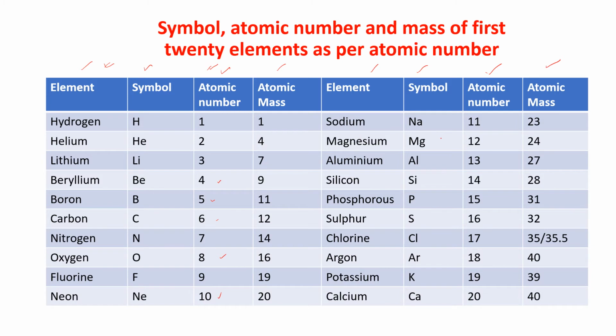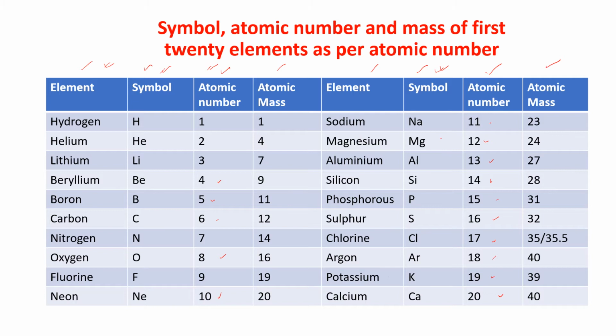Now come to this side. Sodium 11, magnesium 12, aluminium 13, silicon 14, phosphorus 15, sulfur 16, chlorine 17, argon 18, potassium 19 and calcium 20. Now these are the atomic numbers of these elements, and the second column gives the symbol of that element. This you know, the symbol you know and the atomic number you know. Now the problem is with the atomic mass. You have to remember the atomic mass also.